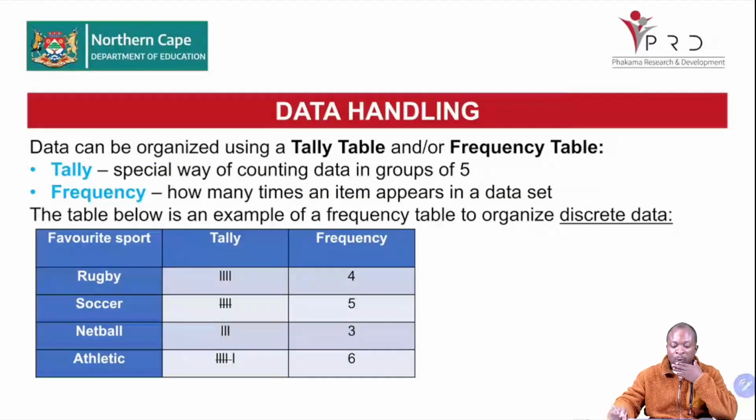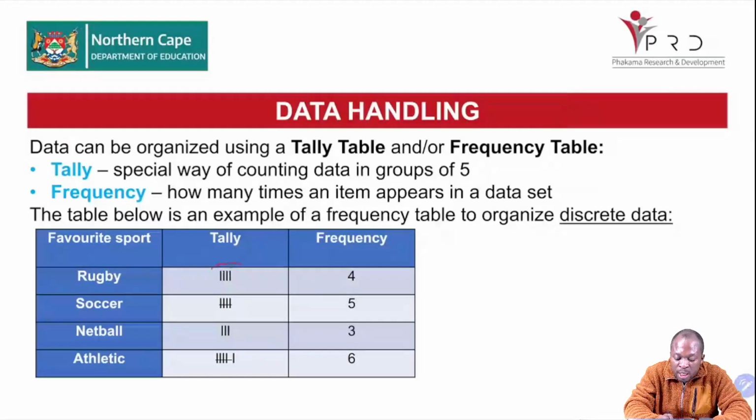Don't forget. So now that you have been able to identify whether the data is categorical or numerical, it means that we can now organize our data into tallies or frequency table. So what you see here on the screen is an example of a frequency table. So you have like maybe favorite sport for your classmates. You have rugby, soccer, netball, athletic. You can include other sporting codes like cricket and so on. Then, as you count the number of people who like that kind of sport, we put ticks.